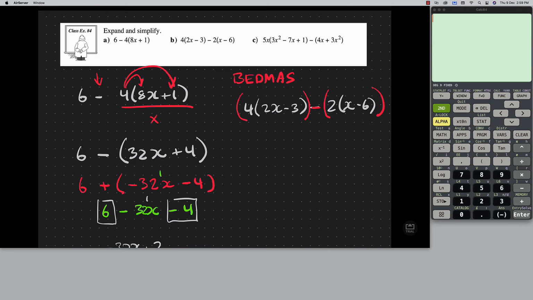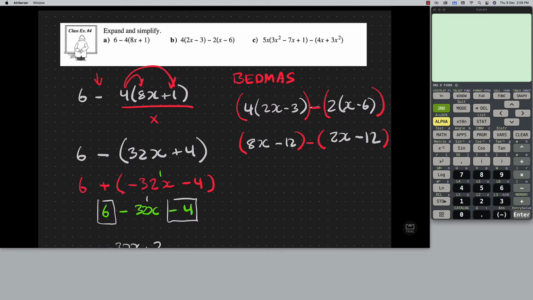Okay, so let's expand the first one right here. So I got 4 times 2x, and that's going to become 8x. And then I have 4 times negative 3, which is going to become negative 12. And like I said, let's keep that in brackets and subtract whatever I calculate or expand out here. So what is 2 times x? Well, that becomes 2x. And what is 2 times negative 6? That's negative 12. Again, take a look. We have a negative in between.